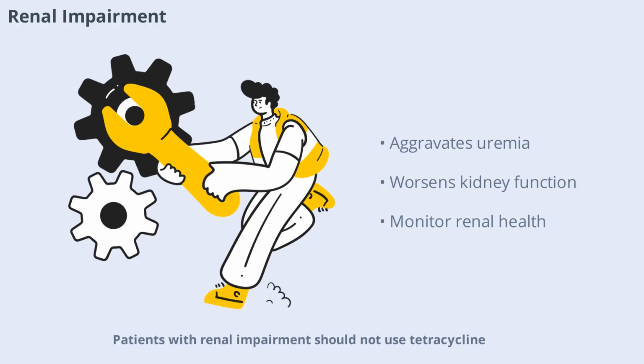Patients with renal impairment should not use tetracycline as it can aggravate uremia. This condition can worsen kidney function and lead to serious health complications. Monitoring renal function and choosing safer alternatives is crucial for these patients.